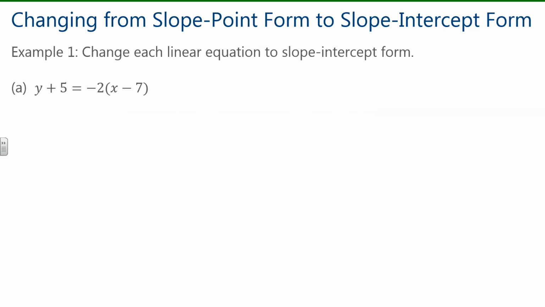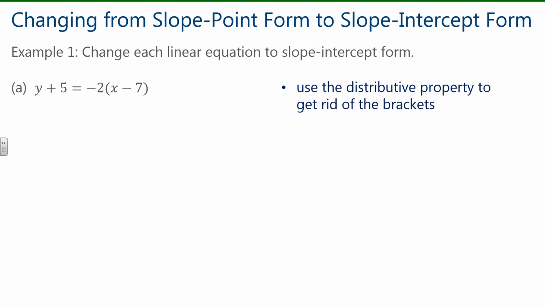Well, we'll go through the process when we do example 1, because they want us to change each linear equation to slope-intercept form. So now to do this, we're going to follow two steps. First, we're going to use the distributive property to get rid of the brackets, because we know slope-intercept form, y equals mx plus b, does not have any brackets.